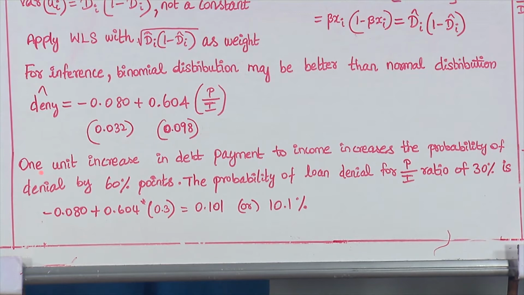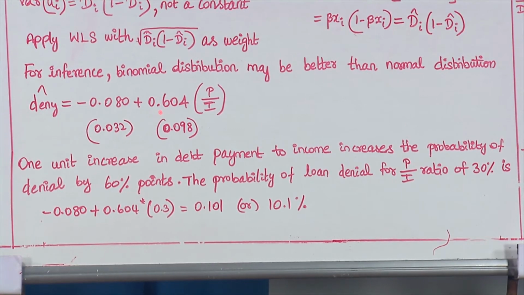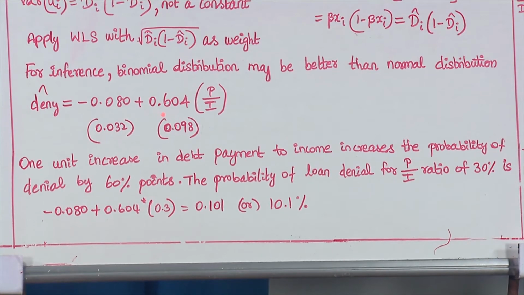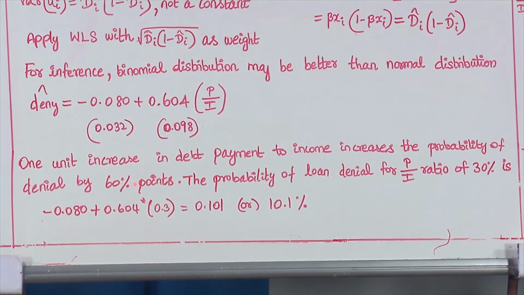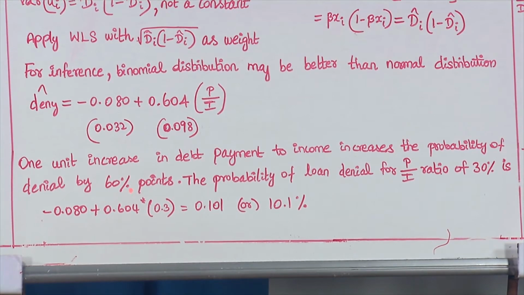This means a 1 unit increase in debt payment to income increases the probability of denial by 60 percentage points. This is in terms of probability, and that means a 60 percentage points increase in the probability of denial can be expressed in terms of percentage. So, 60 percentage points it increases on an average per unit increase in debt payment to income ratio.